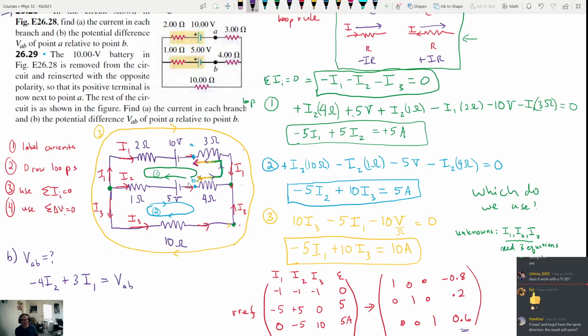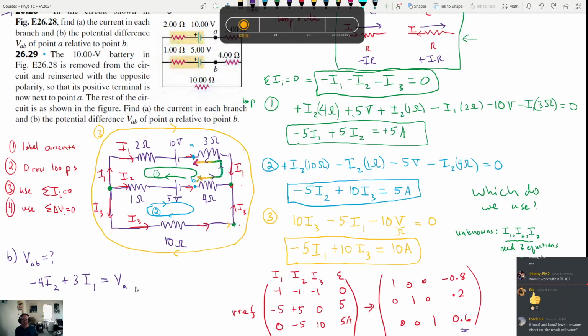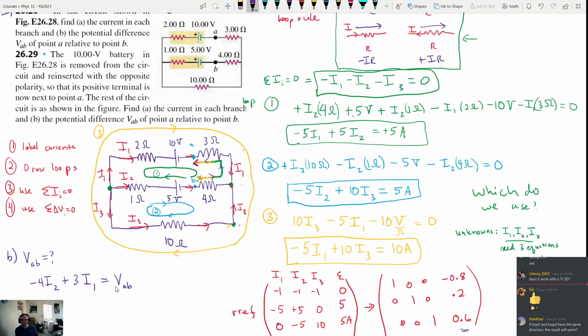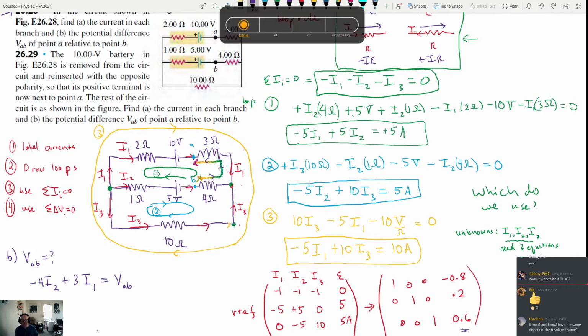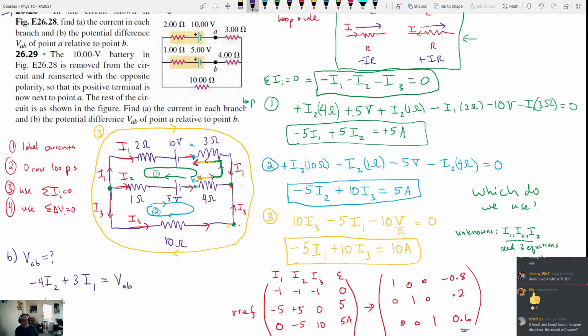You can get the same thing by going the other direction, by the way. So if I instead went around like that, you could get the same answer. But as you can see, there's more things to write if we do that, so I'm not going to do that. So this is equal to negative 4 times I2. Let's use the actual units now. Negative 4 ohms times I2. I2 is 0.2 amps. Plus 3 times I1. I1 is negative 0.8 amps. This should be equal to VAB.